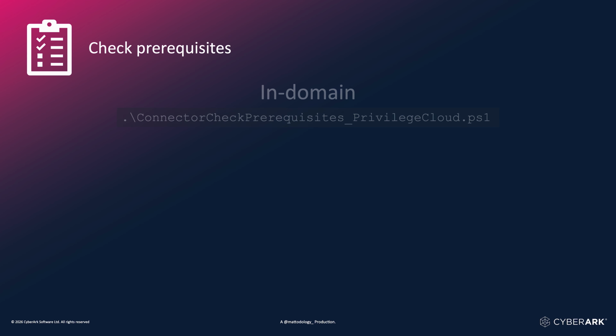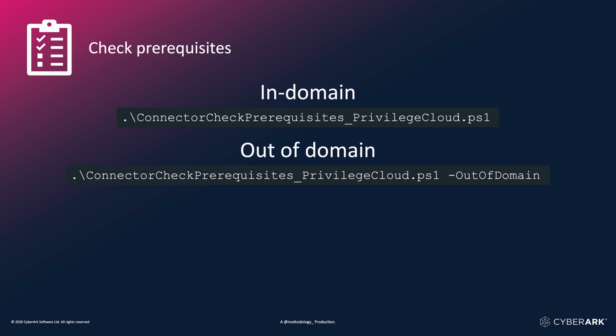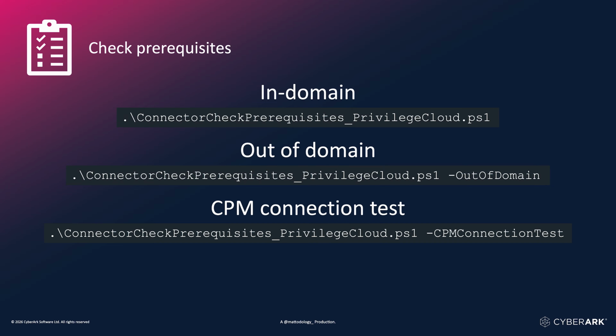First, the in-domain deployment option is ideal when your connector server is part of the same Active Directory domain as your target resources, ensuring seamless integration and credential validation. Next, choose out-of-domain setup when your connector operates outside of the main Active Directory domain, perfect for isolated resources or separate network segments. The CPM connection testing mode specifically verifies connectivity and credentials between the Central Policy Manager and your privileged accounts, validating secure password management workflows.